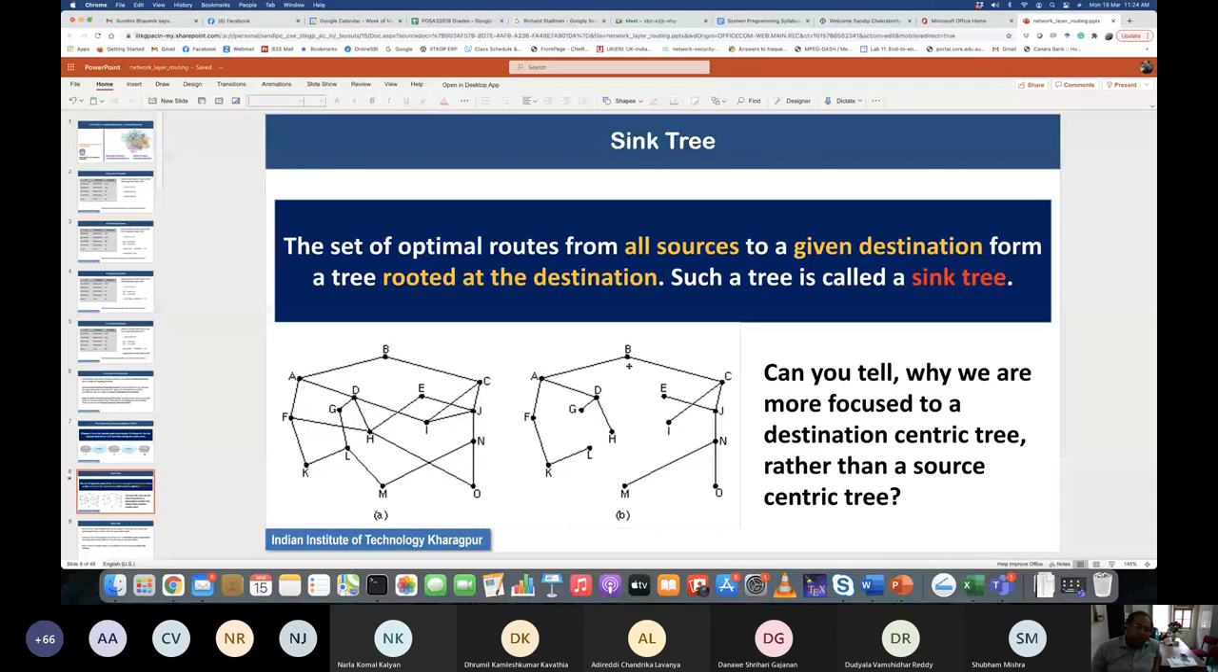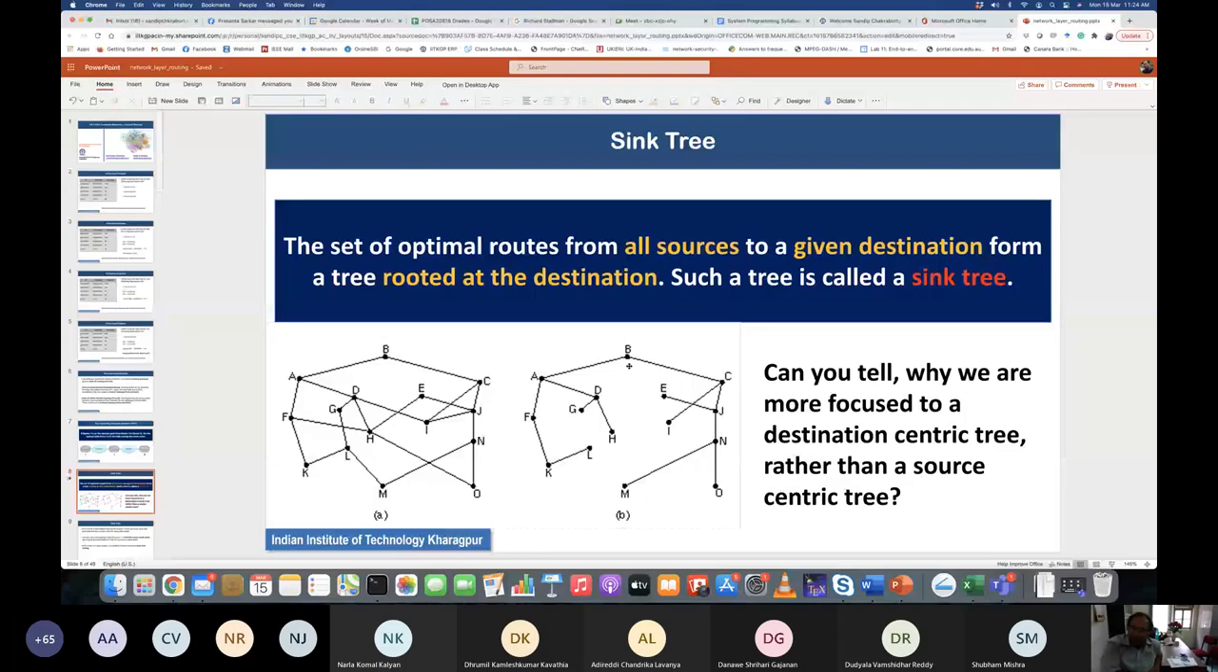Okay. Now, here is an interesting question. Right? So why do we do like this? Why are we more focused towards a destination-centric tree rather than a source-centric tree? I could have constructed it in the other way, right? I could have constructed it in the form like I would consider every source in the internet as the root of the tree and then find out the paths towards that source. But we do not do that. Rather, we find out all the paths towards a particular destination. Okay. Any idea why we are doing it like this?